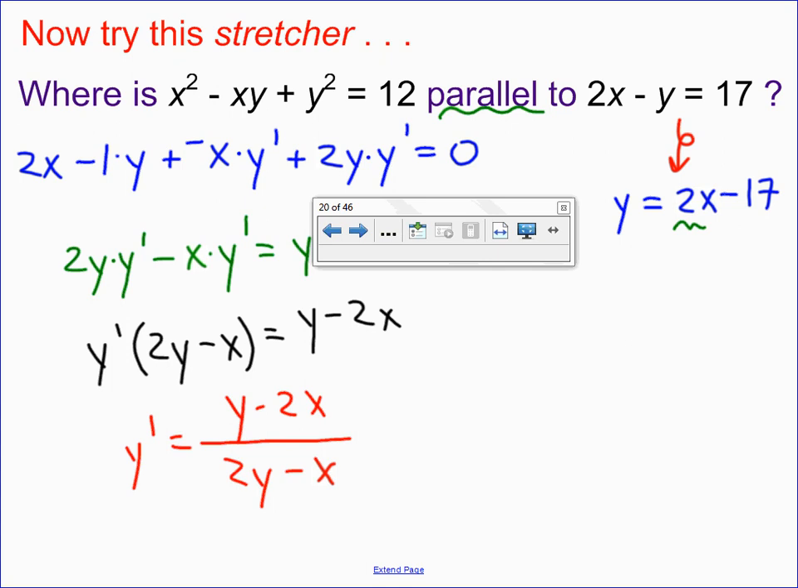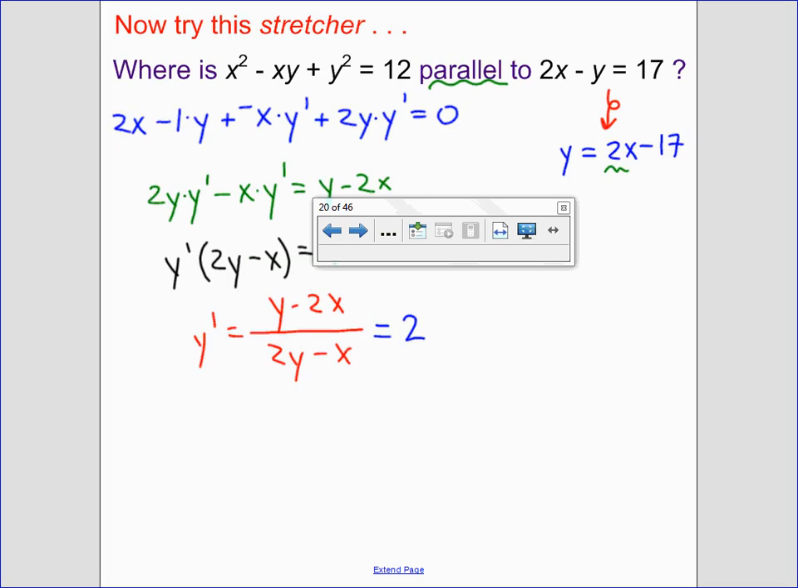So if we use the slope of that equation, since they're parallel, the slope should be the same. And you can say that y prime equals 2. Yes. I'm going to say that this y prime equals 2 and see if we can figure out some x, y coordinates that make that true. So let's set our y prime equal to 2, right? And let's see if we can solve. So how can we solve that? Well, we can multiply over and see if that does anything for us.